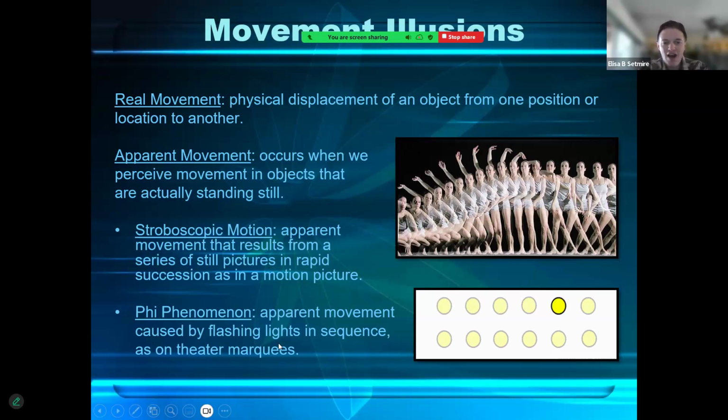We also have something called the phi phenomenon, which we get a lot with flashing light sequences, like with Christmas lights or lights on billboards, like in Las Vegas, where it looks like there's movement because the lights are flashing very rapidly in a sequence on a theater.